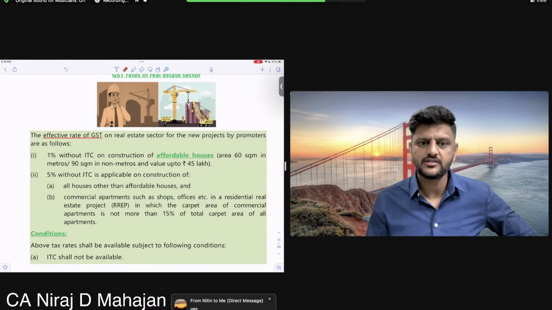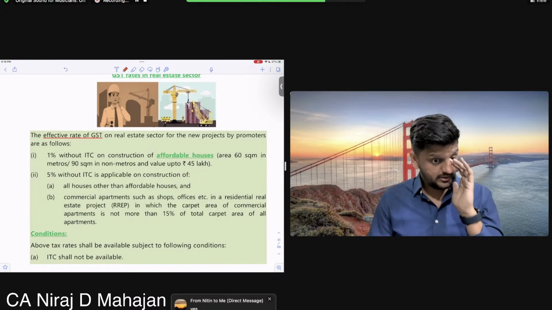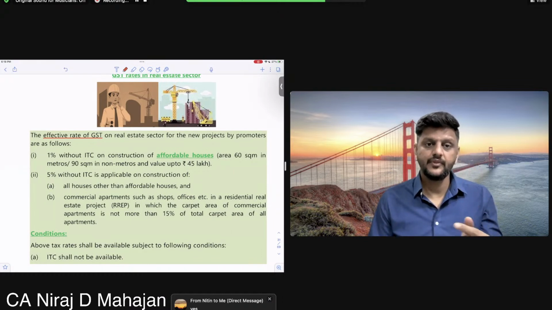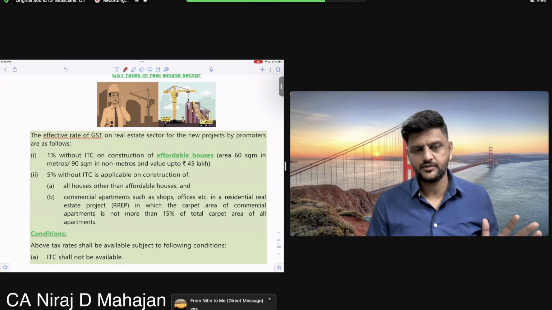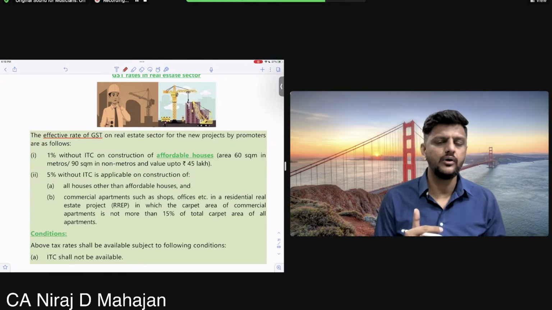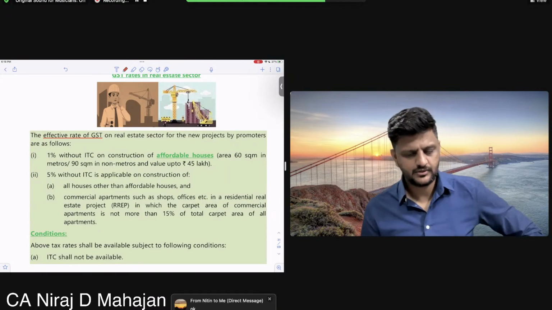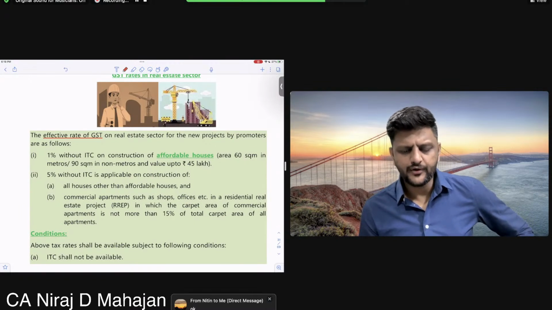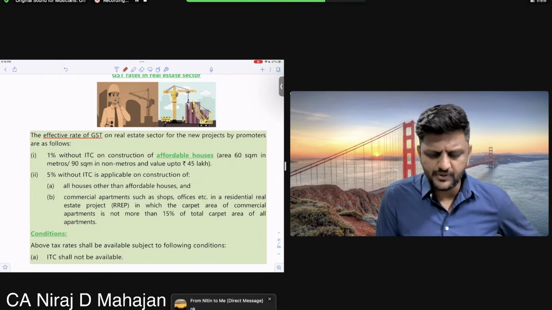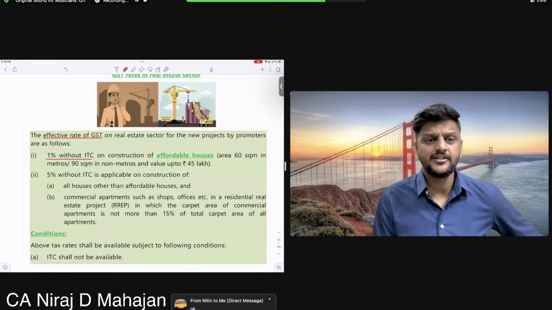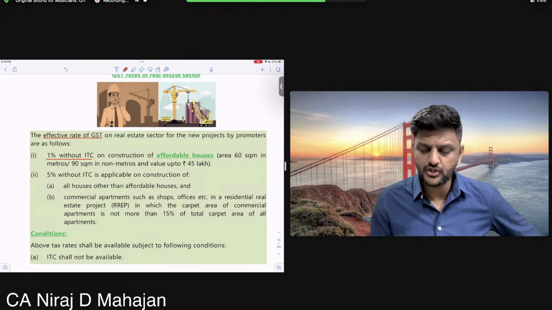First of all, we have discussed GST is not applicable on immovable property. That's why I've been telling you 1,000 times, ready-made property, no GST. So we are always discussing now about under construction. The effective rate of GST on the real estate sector for new projects by the promoters is as follows: 1% without ITC on construction of affordable houses.